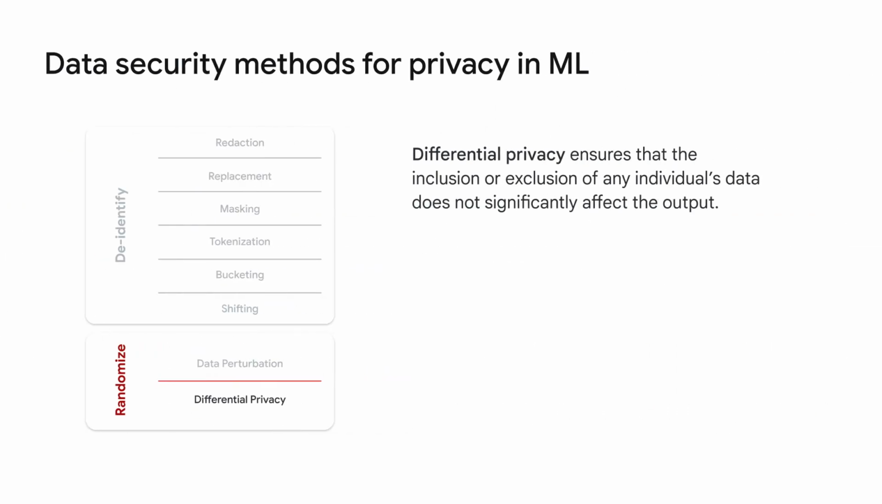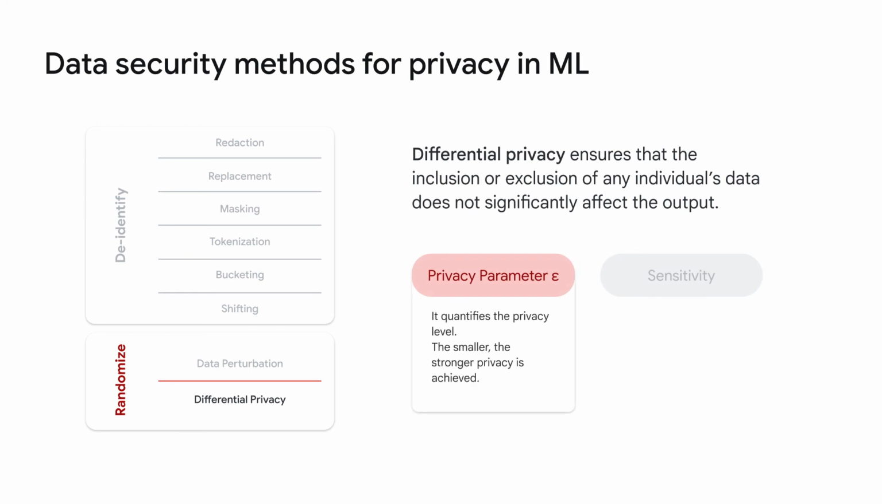Differential privacy is characterized by 2 key parameters. The privacy parameter epsilon is a non-negative value that quantifies the privacy level provided by the differential privacy mechanism. A smaller epsilon value indicates stronger privacy protection, but it comes with the risk of too much noise being added to the query results, potentially reducing data utility.